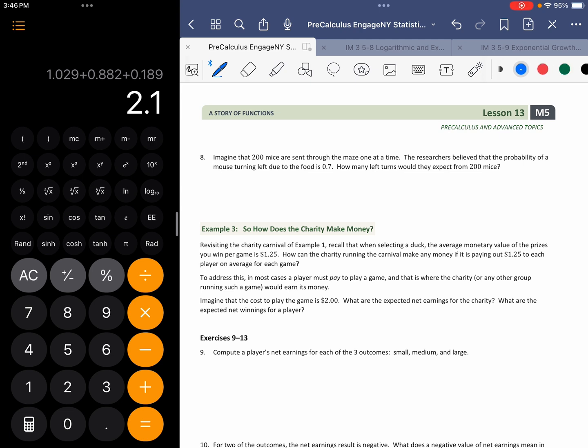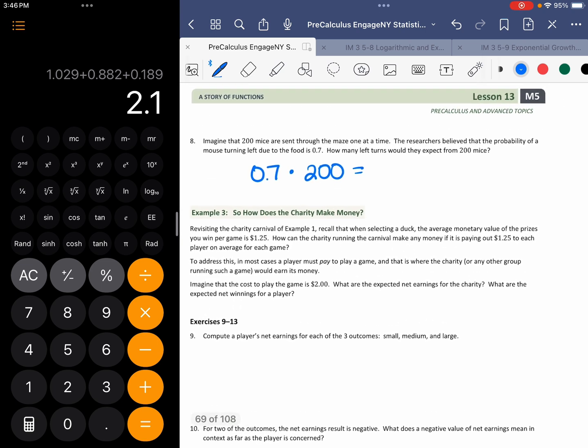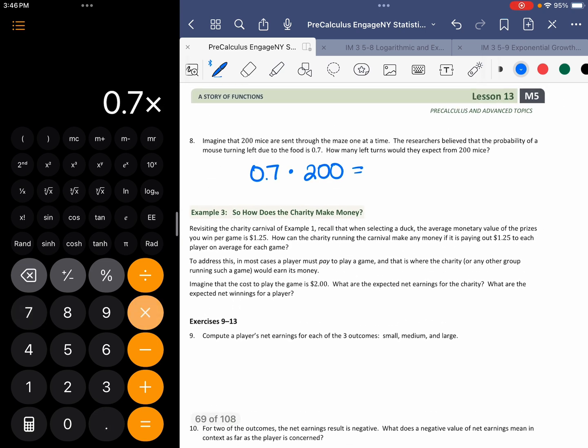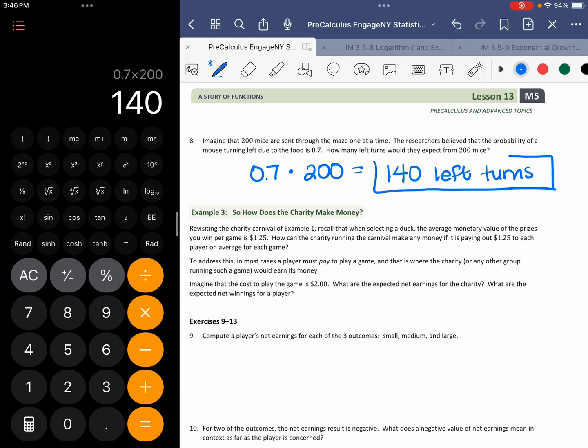All right, hopefully you got to this point and realized that you didn't have to list all of the outcomes for 200 mice. You realized that I could just take my expected value and multiply it by 200. And if I do my work on a calculator, 0.7 times 200, I would expect 140 left turns. That would be my expected value, my long run average.